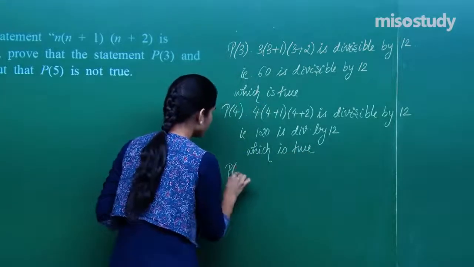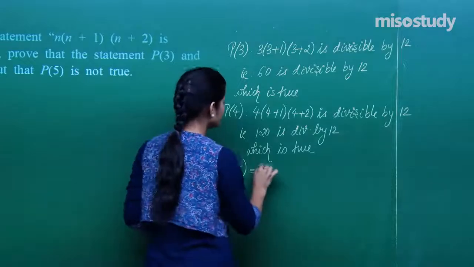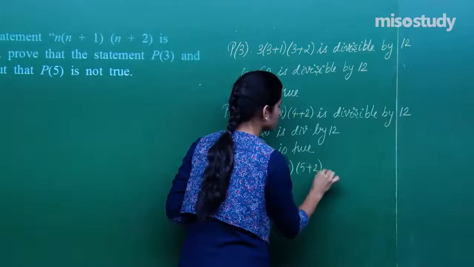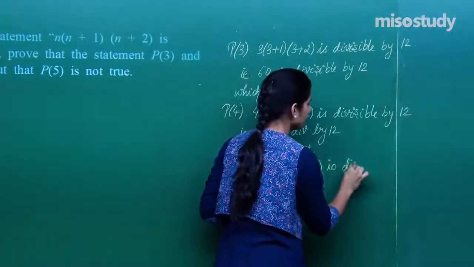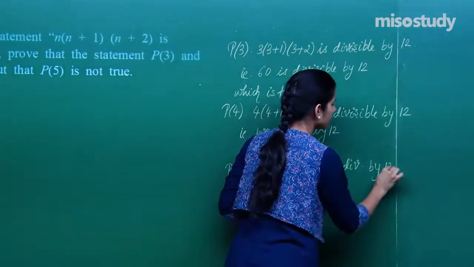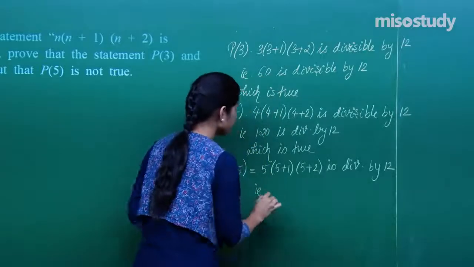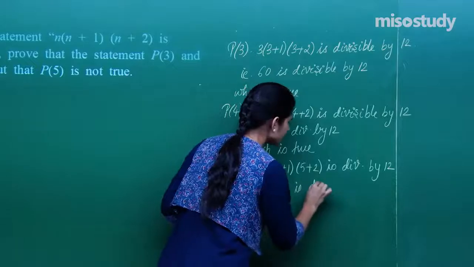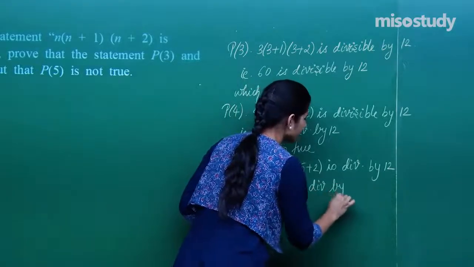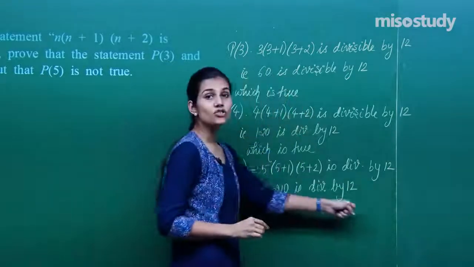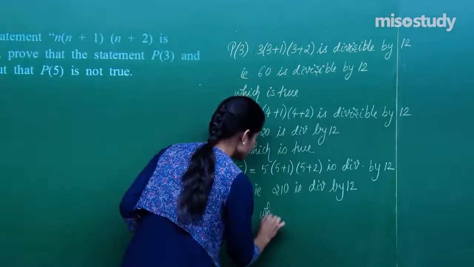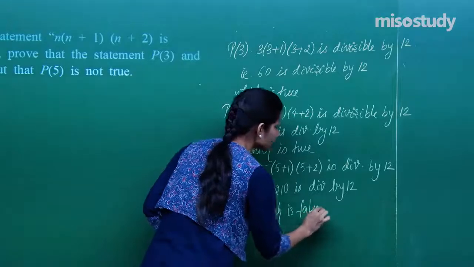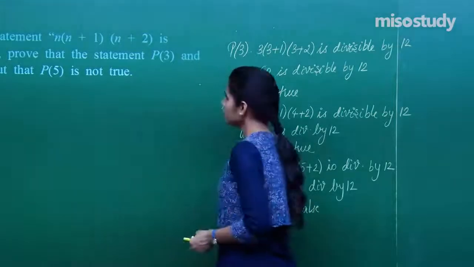But if I talk about P5, what do you get? 5 into 5 plus 1 into 5 plus 2 is divisible by 12. That is, this is going to give you 210 is divisible by 12. Clearly 210 is not divisible by 12. So, this is false. So, based upon statements, you can get questions like these in your paper, okay?